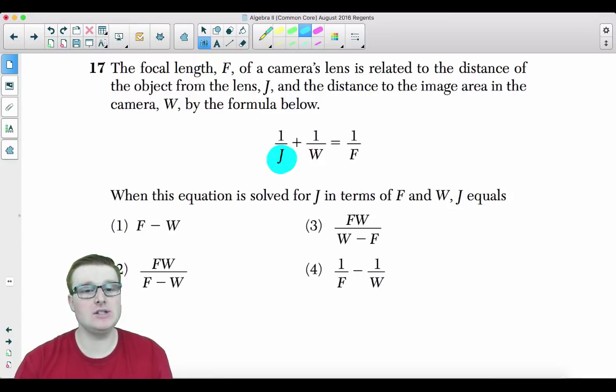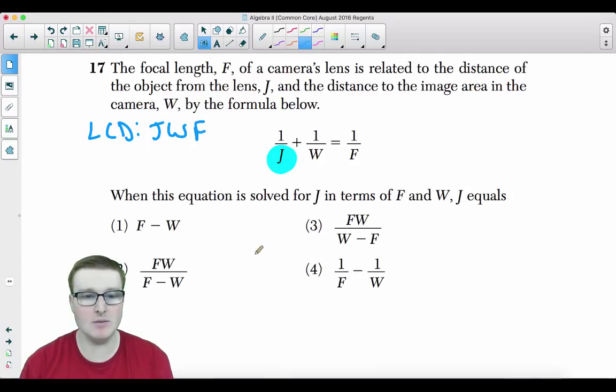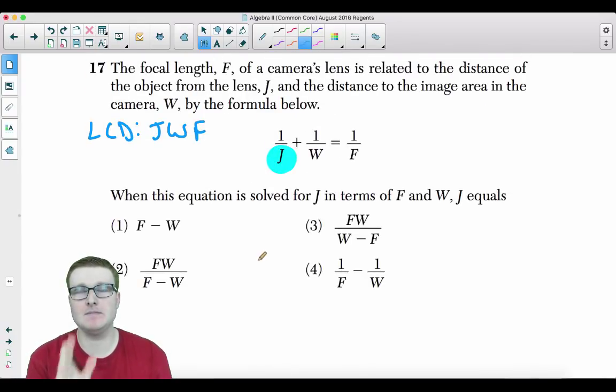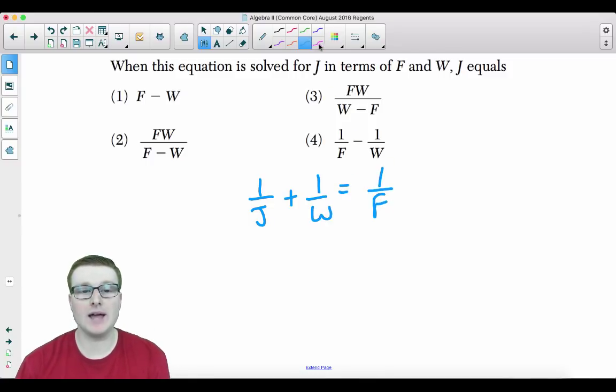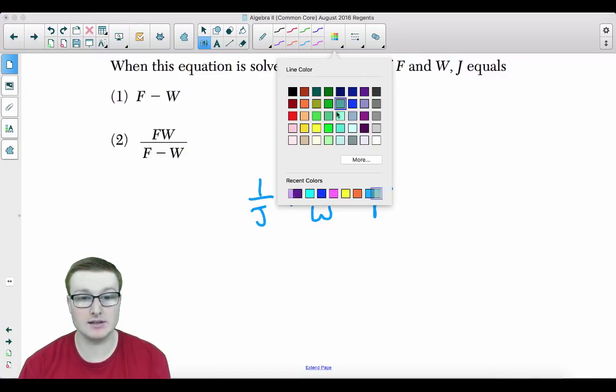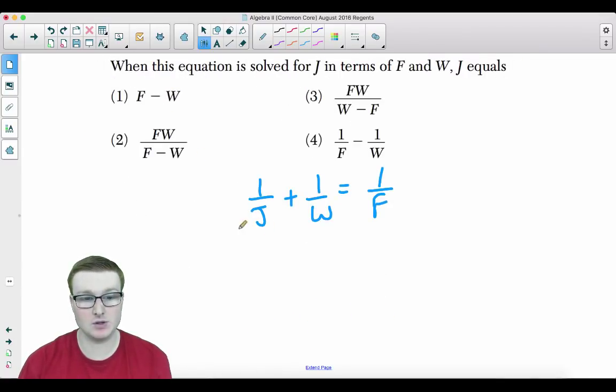Okay? But what we need to do is find a least common denominator first. So the least common denominator is everything, j, w, and f. Now remember how we do this. We multiply each fraction by what we need. So if I rewrite this, 1 over j plus 1 over w equals 1 over f, right? We multiply only by what we need. Take a look at the first fraction. We have a j. We only need a w and an f. So we're going to multiply the top and the bottom by a w and an f.